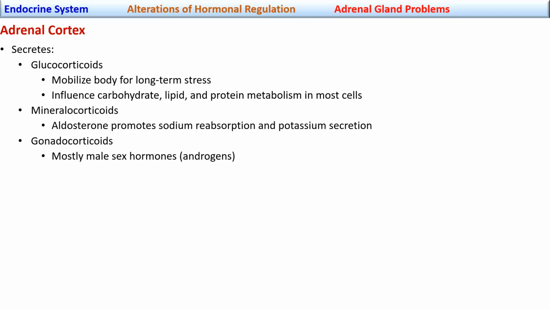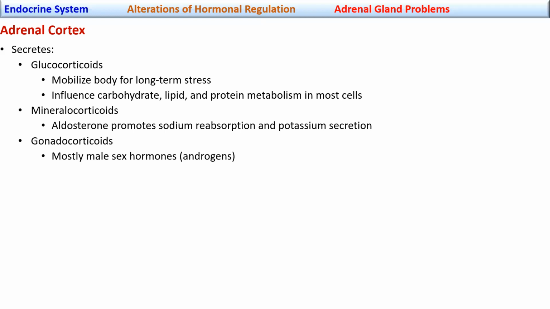It also influences the metabolism of carbohydrates, lipids, and proteins. The glucocorticoids are responsible for that metabolism. The mineralocorticoids are responsible for the fluid or water electrolyte balance. And then the gonadocorticoids are mostly male sex hormones like the androgens.